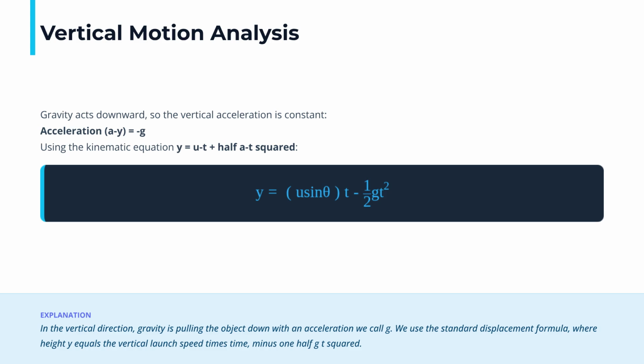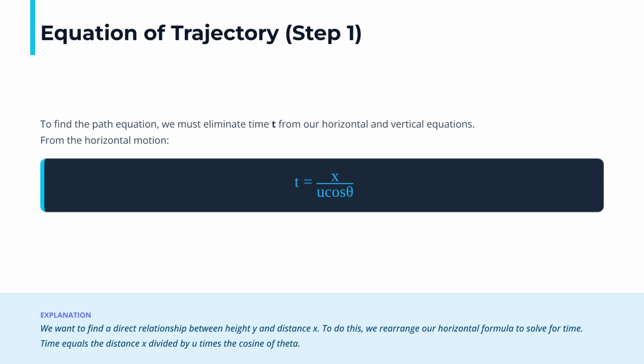Vertically, gravity pulls the object down with acceleration minus g. We use the displacement formula, where height y equals the vertical launch speed times time minus 1/2 g t squared. To find the path equation, we must eliminate time t. We rearrange the horizontal formula to solve for time: t equals distance x divided by u times the cosine of theta.